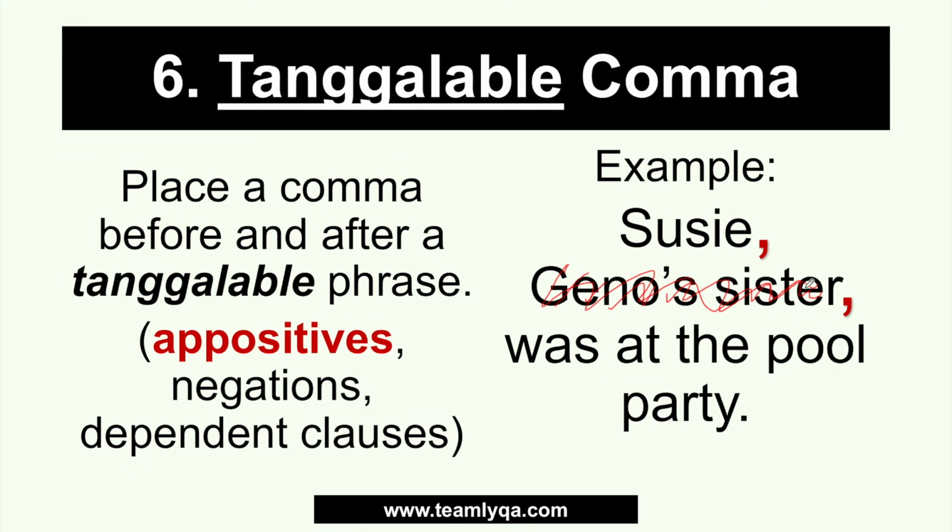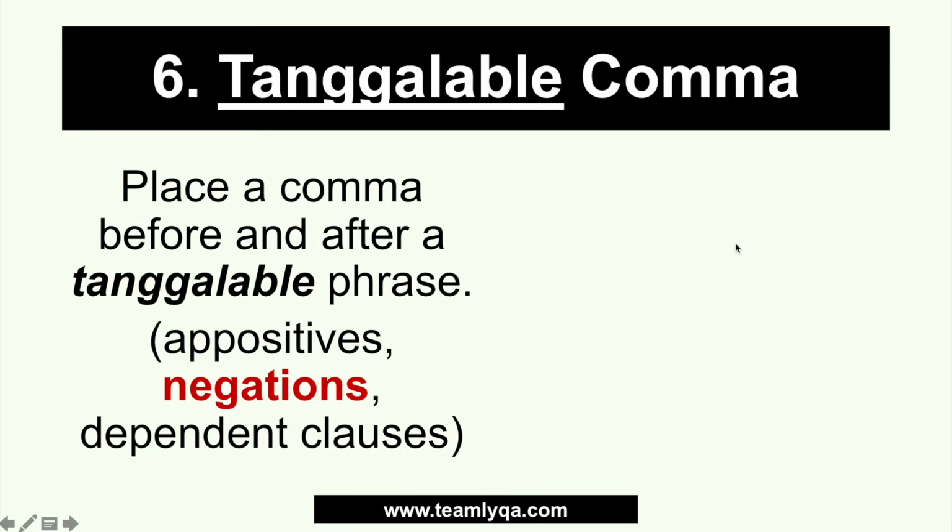Kasi pag hindi mo nilagyan ng punctuation mark, kung kunyari, hindi mo siya nilagyan dito sa dulo, ang ibig sabihin, dalawang tao yan. Si Susie at yung Geno's sister. Okay? So, pag nilagyan mo siya ng comma na isa lang, magiging serial comma siya, magkasunod. Pero kung dalawa siya, ibig sabihin, itong phrase na itong appositive na yan, magiging tanggalable siya.